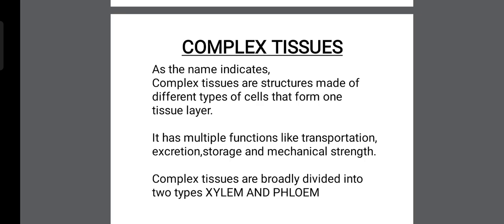Since it is complex in nature, different types of cells perform different types of functions like transportation, excretion, storage, and mechanical strength. Complex tissues are broadly divided into two types, that is the xylem and the phloem. We will talk about the xylem and the phloem in the coming classes.